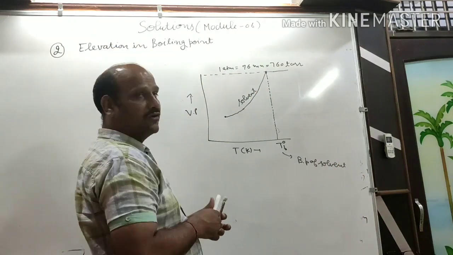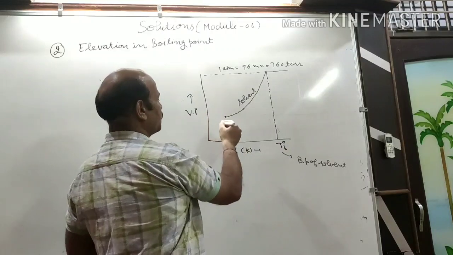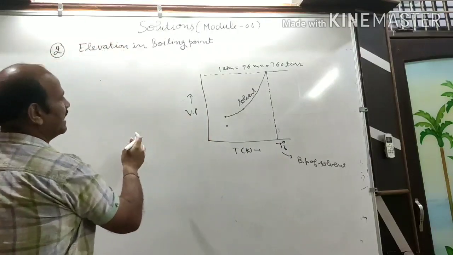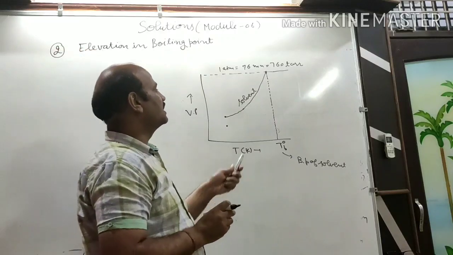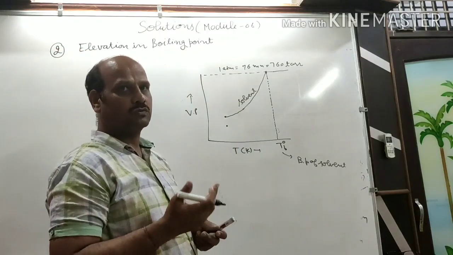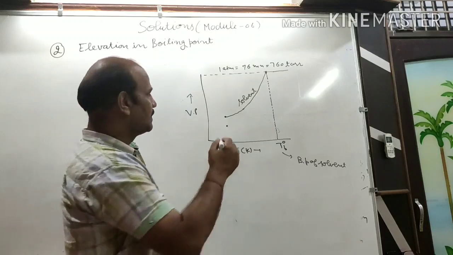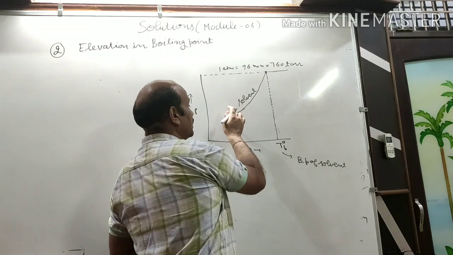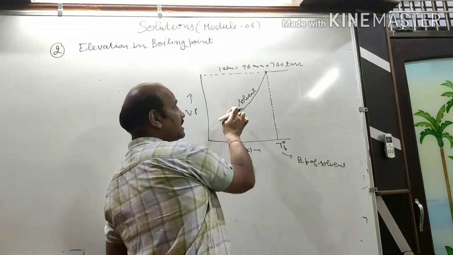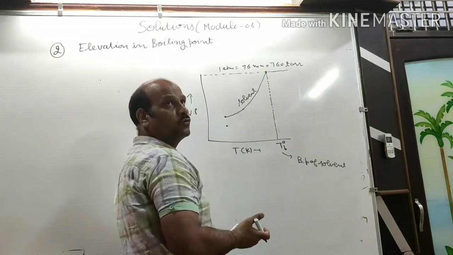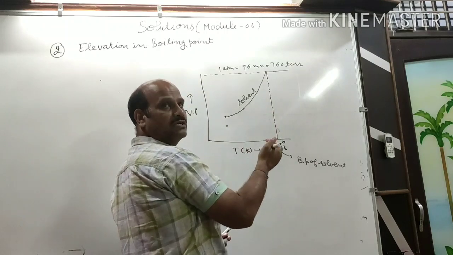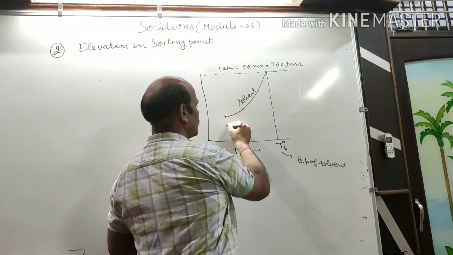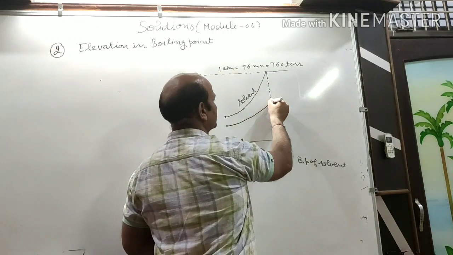And already we have discussed. Now start from solution. Now we know solution has lesser vapor pressure than the solvent, because of the non-volatile solute. Like this, vapor pressure of solution is lower than the solvent. That is why we have to raise the temperature more to equalize the atmospheric pressure. So the curve will be like this.